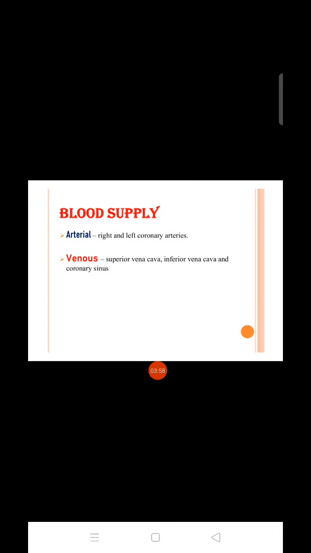Next, what is the blood supply? Arterial supply is from the right and left coronary arteries. Venous drainage is through the superior vena cava, inferior vena cava, and coronary sinus. That is the blood supply.